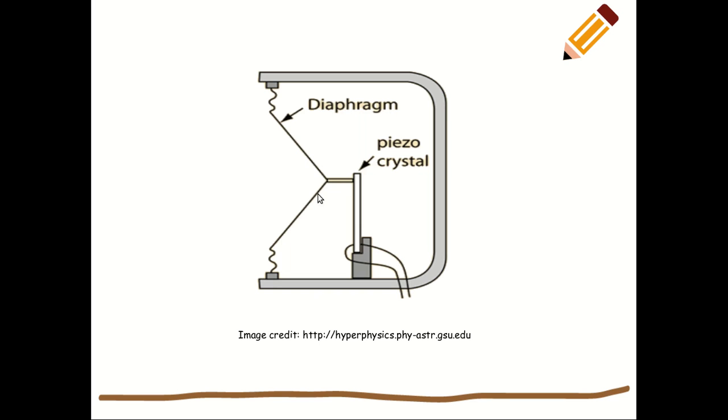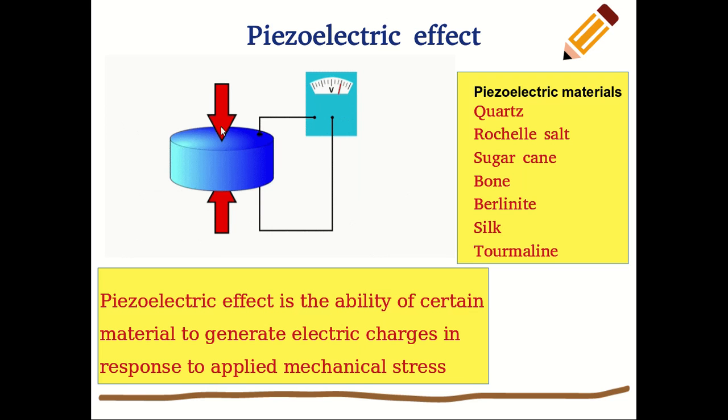This diaphragm, a thin metal sheet, starts vibrating in response to the incoming sound waves. Suppose sound waves are coming from this direction. So this diaphragm starts vibrating. These vibrations of the diaphragm produce some mechanical pressure on this piezoelectric material. And it is the property of piezoelectric material that when we apply some mechanical stress on it, this material will generate some electric charge that will be measured further in the form of voltage.